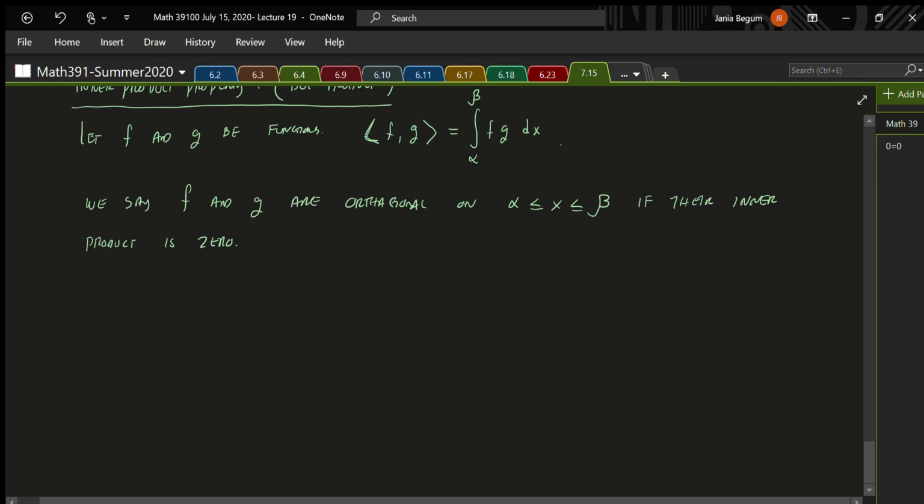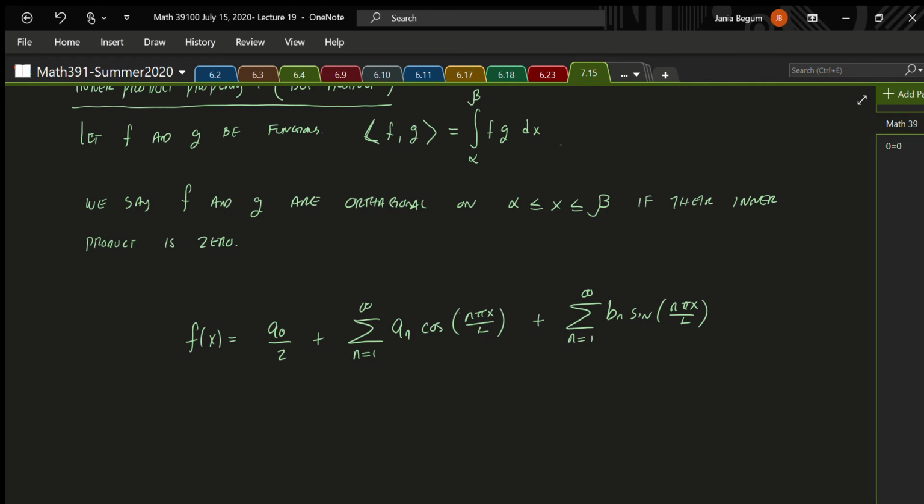So we know f of x is equal to a0 over 2 plus the sum from n equals 1 to infinity of an cosine of n pi x over L, plus the sum, I'm splitting up the sum, n equals 1 to infinity of bn sine of n pi x over L. So that's the formula we have. So what are we going to do? First, I'm going to integrate this formula with respect to x from the symmetric interval negative L to L.